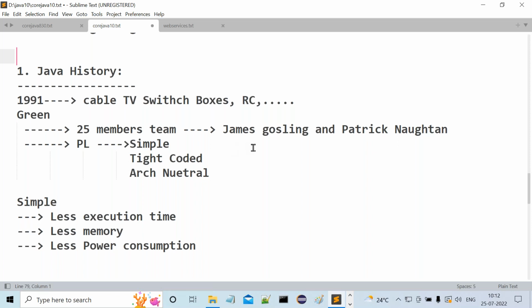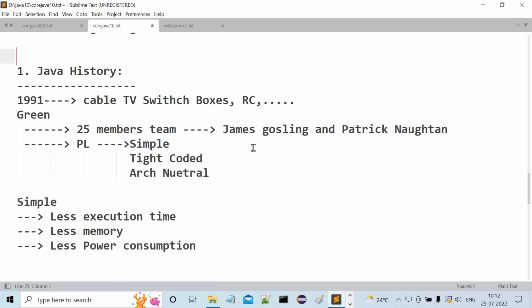Guys, now I'm asking one question to all of you. Try to answer it. In which year was the Java first version released to the market? 1996, January 23rd. But in which year was the Java work started by Sun Microsystems? 1991. They started to prepare a new programming language.